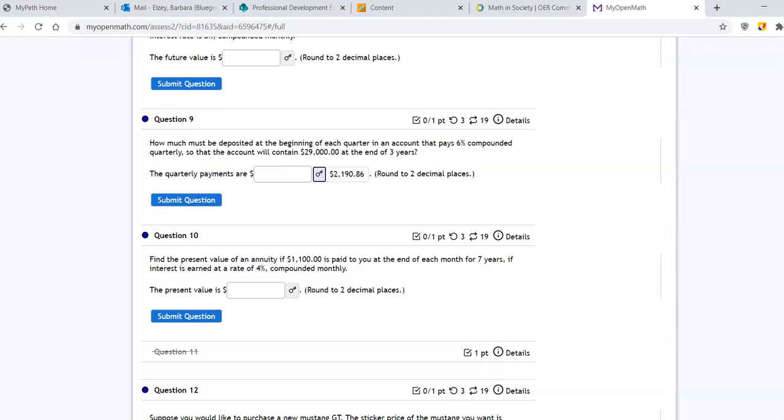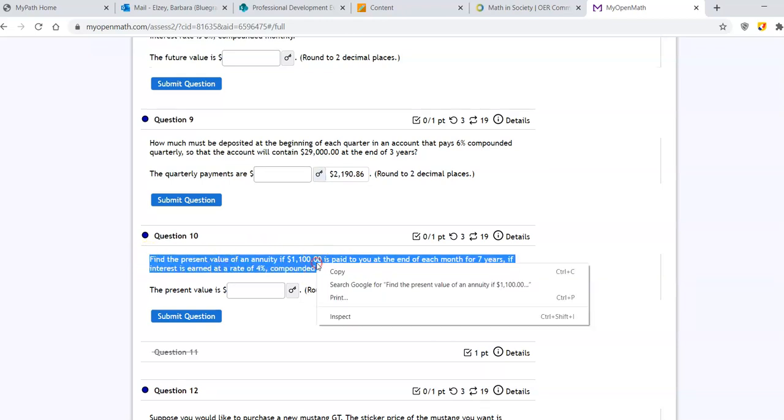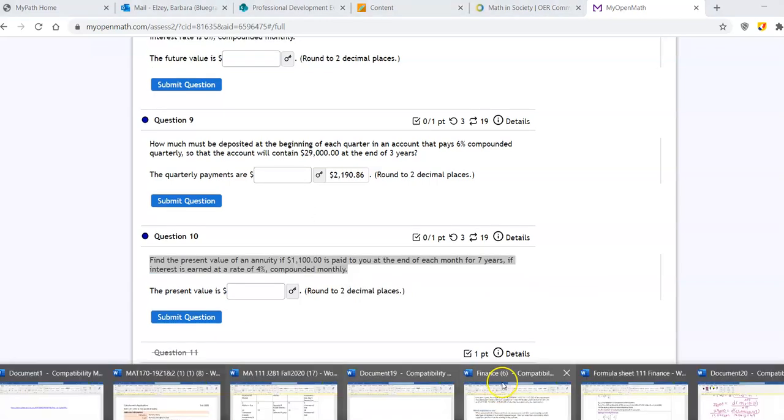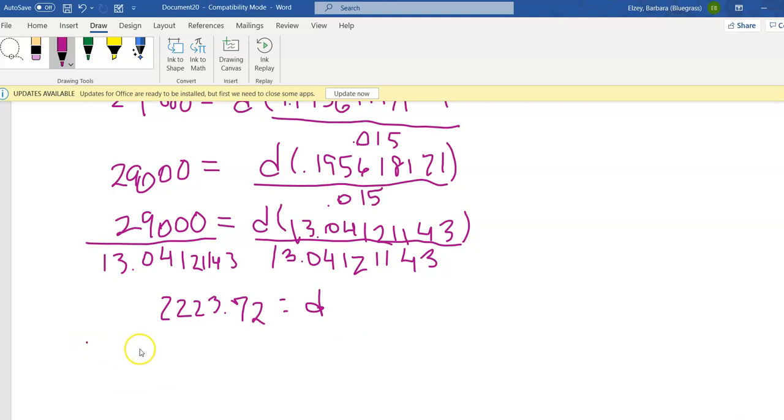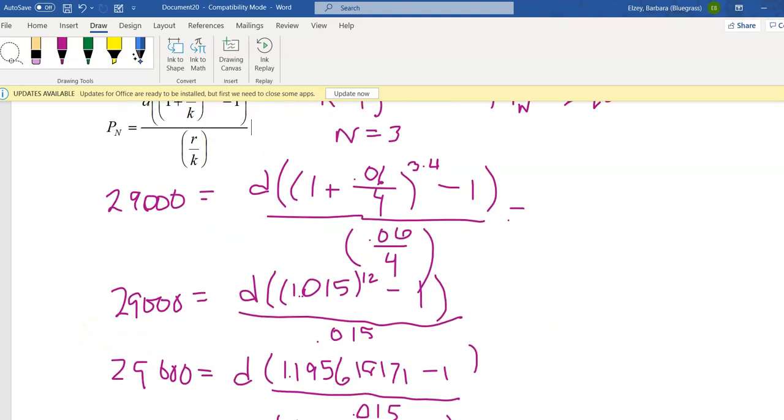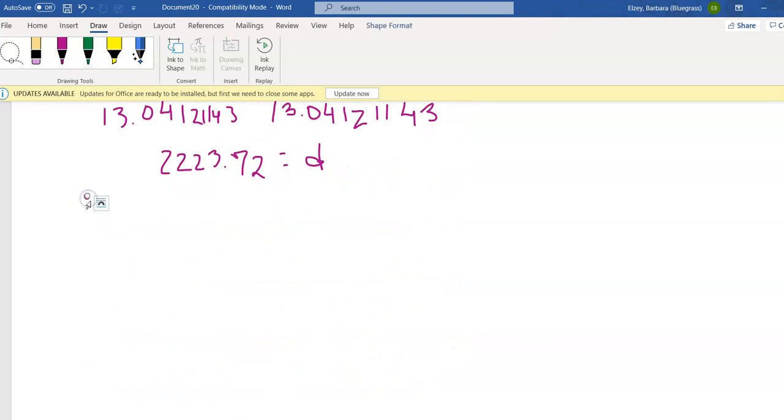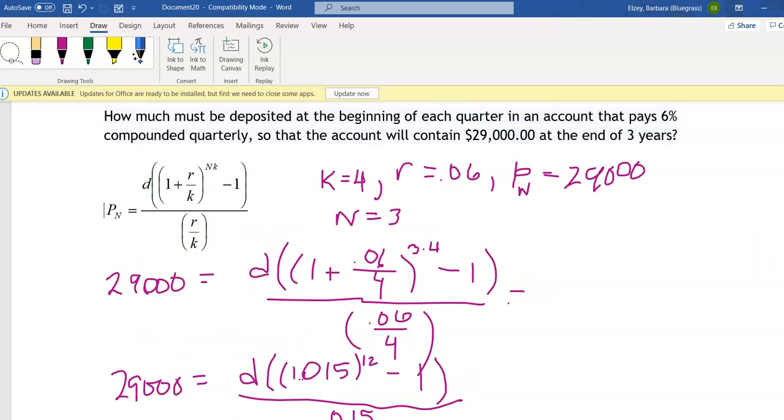So find the present value of an annuity if $1,100 is paid to you at the end of each month for 7 years, if the interest is earned at a rate of 4% compounded monthly. All right, so you're getting this money, so it's going to accrue. You can think of it as you're saving it. You're going to have this money. So you're not paying it out. So this is still a savings annuity. So we're going to go ahead and plug this in. Looks like I can copy this, so I will.